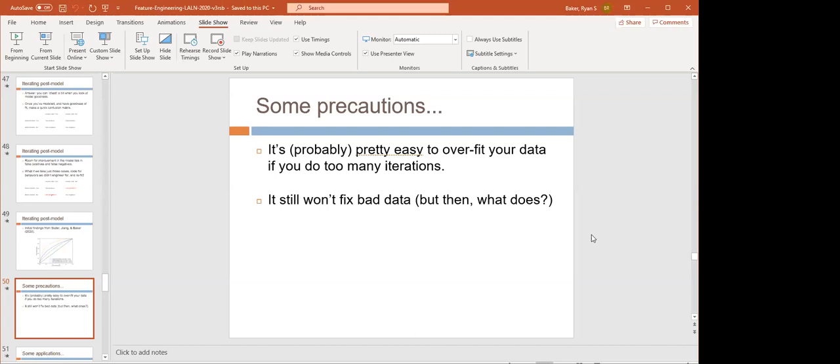And it's also just not going to fix bad data, right? If you have data that just isn't very contextually rich, or doesn't have very good timestamp resolution, or just doesn't have a lot of information on what students are doing, it's not going to fix that issue.